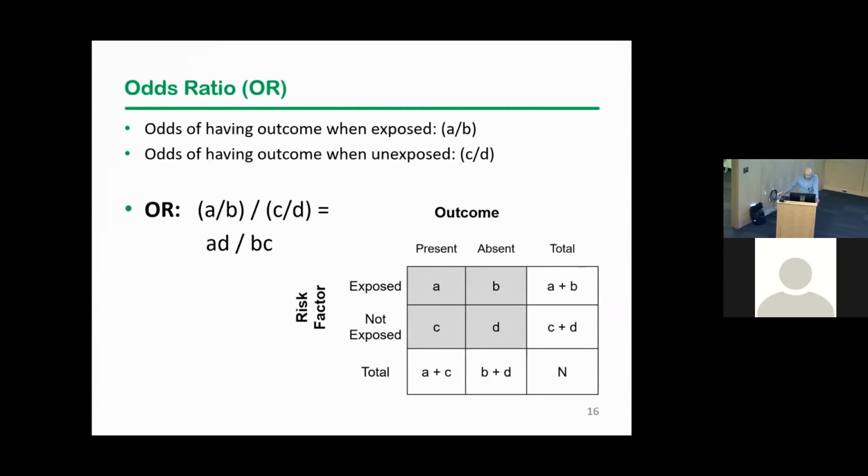If you do a little bit of arithmetic, in algebra, you can resort this out to be A times D divided by B times C. And that's going to be the calculation for the odds ratio.